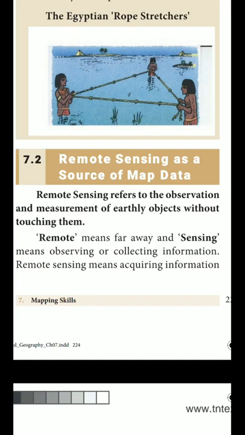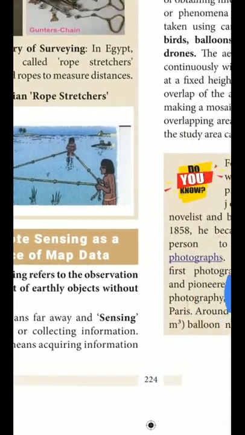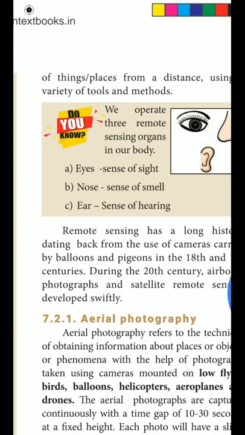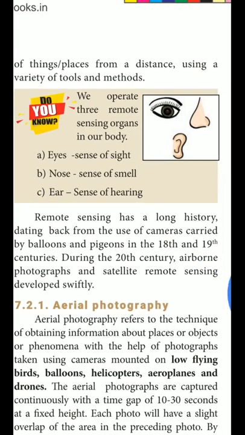What do you know about remote sensing? It refers to the observation and measurement of earthly objects without touching them. That is remote sensing. Next, what is the meaning of remote? That is far away, and sensing means observing or collecting information. So remote sensing means acquiring information of things or places from a distance using a variety of tools and methods.